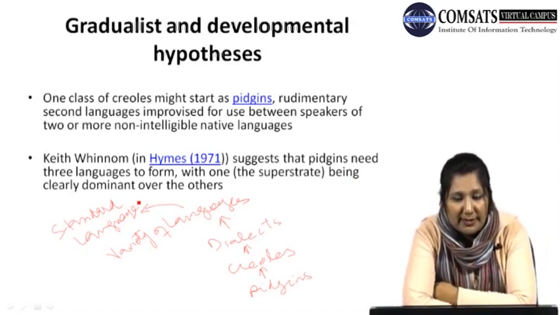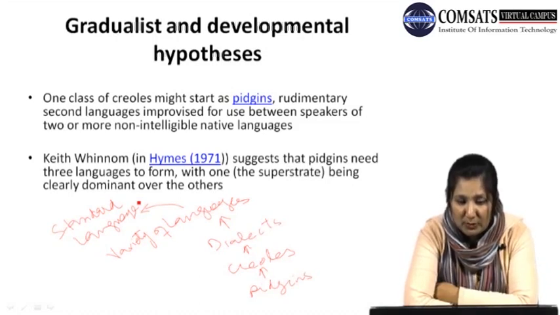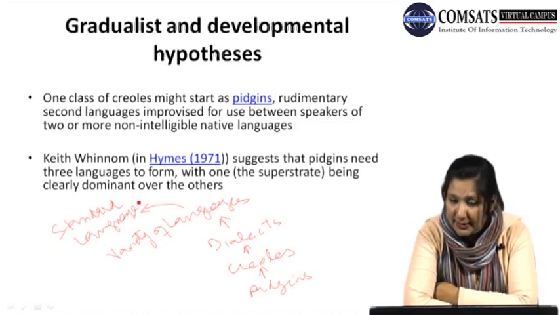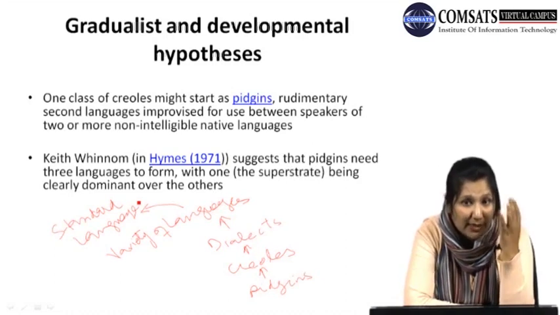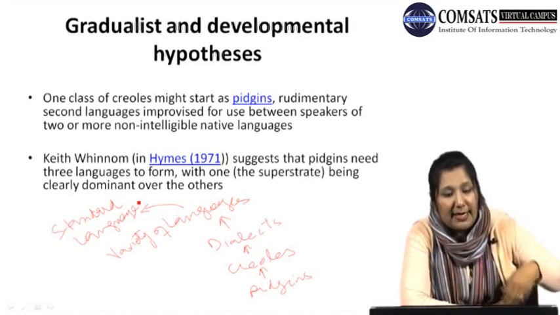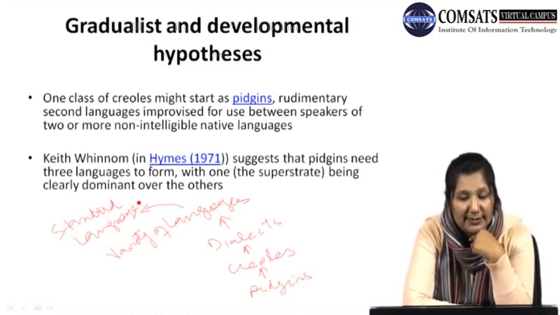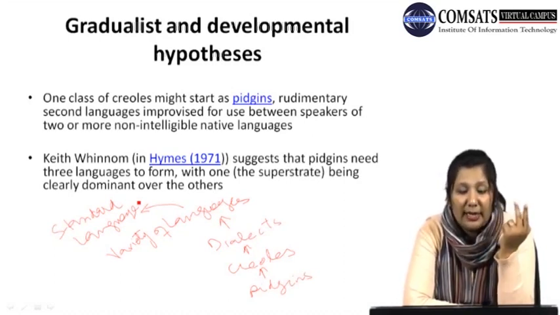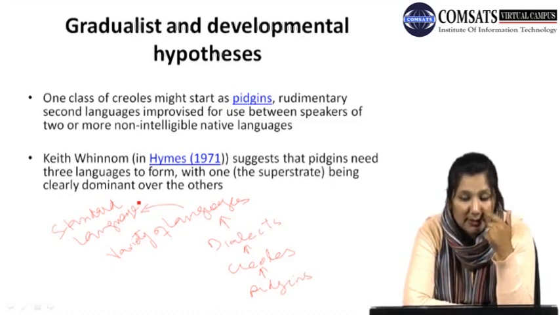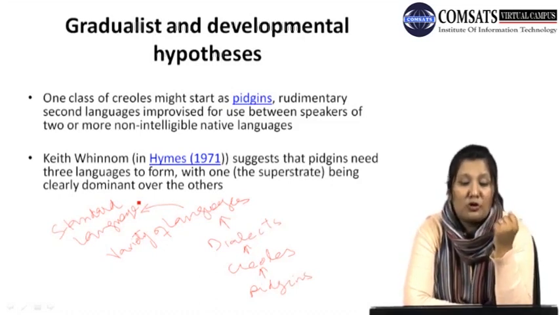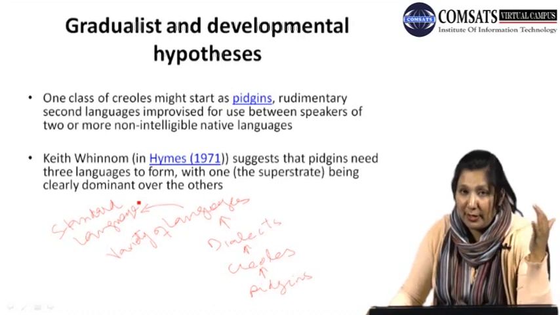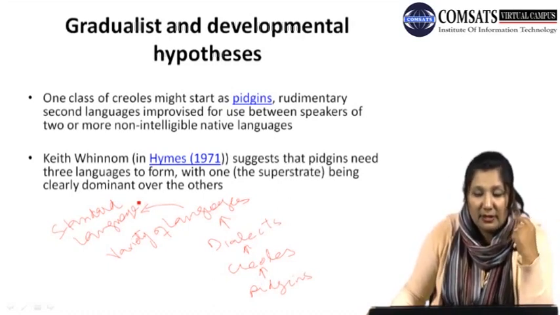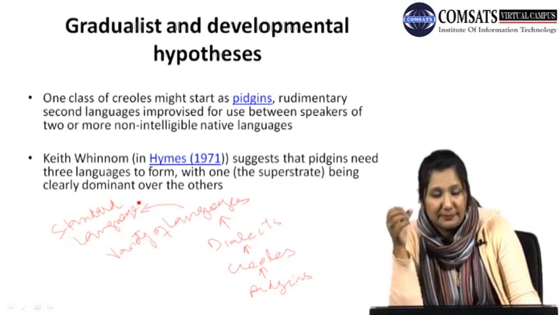One class of the creoles might start as pidgins: rudimentary second languages, improvised for use between speakers of two or more non-intelligible native languages. Yes, perhaps they might not be intelligible, not understandable native languages. Keith Whinnom in Hymes 1971 suggests that pidgins need three languages to form, with one, the superstrate, being clearly dominant over the others. Yes, this is a new addition to our knowledge.